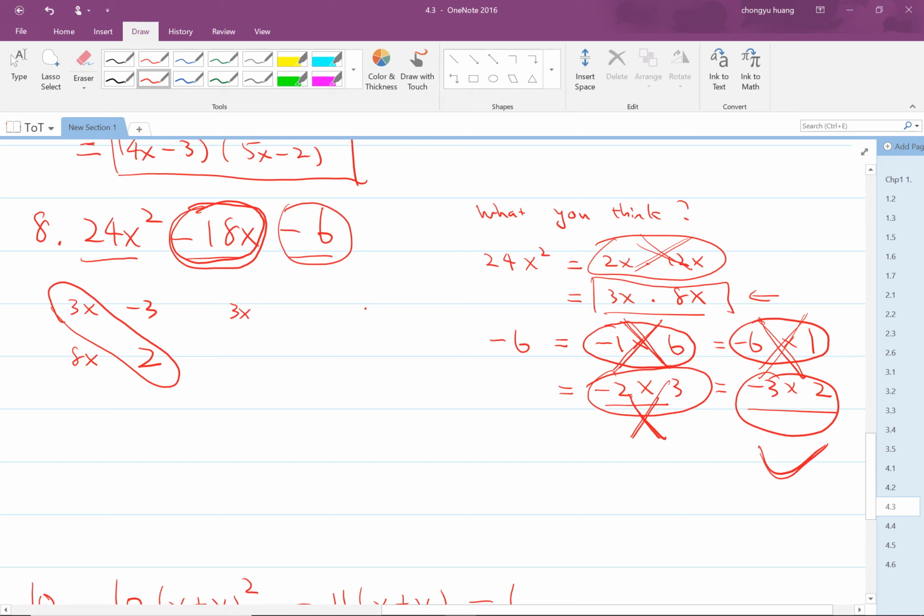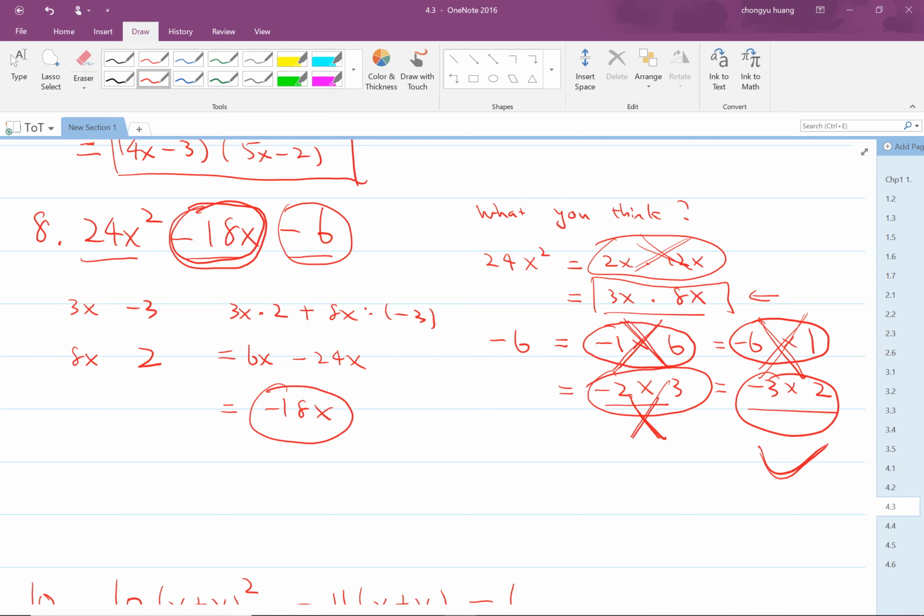3x multiplied by 2, and then we have a plus 8x multiplied by -3, and then we have 6x minus 24x, right? So it's -24 plus 6, which is equal to -18x. Now you're finally finding the answer, right? -18x is exactly what we wanted. So now we finish the factoring, right?